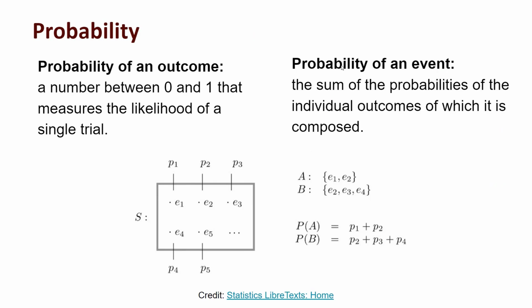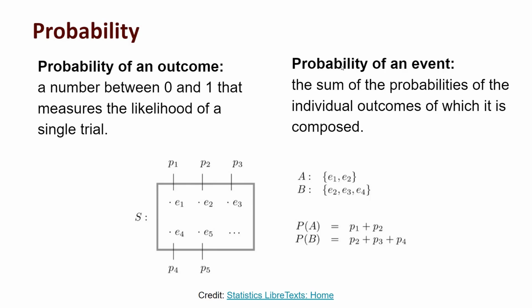So talking about probability, you can talk about the probability of an outcome. Basically, it is a number between 0 and 1 that measures the likelihood of a single trial. So you give something a trial, you have a chance to get something out, and this probability is measured by the number of times something happens divided by the total possible combinations.